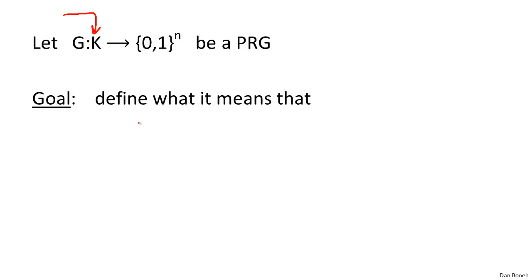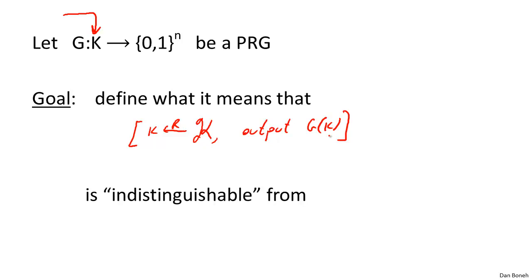In other words, we're going to define a distribution that is defined by choosing a random key in the key space. Remember that the arrow with R above it means choosing uniformly from the set script K. And then we output the output of the generator. What we'd like to say is that this distribution of pseudo-random strings is indistinguishable from a truly uniform distribution. In other words, if we just choose a truly uniform string in {0,1}^n and simply output this string, we'd like to say that these two distributions are indistinguishable from one another.